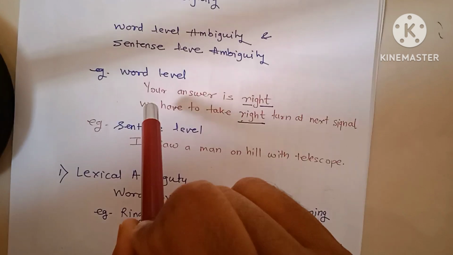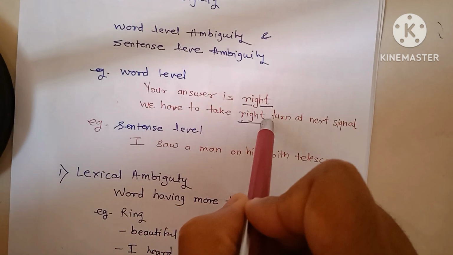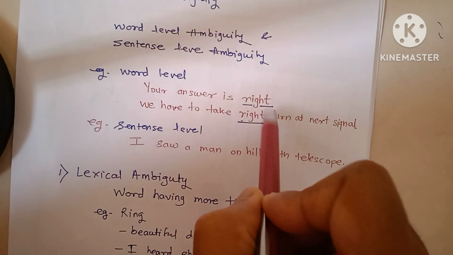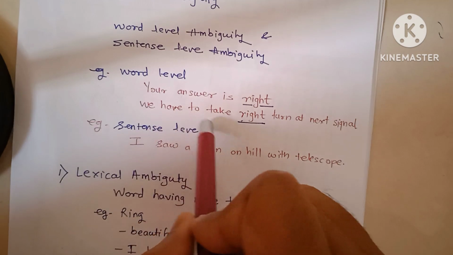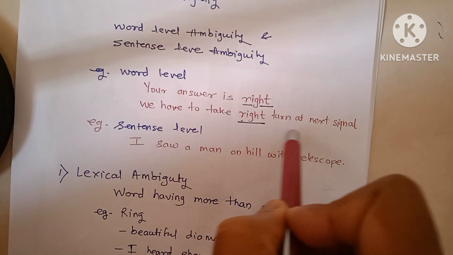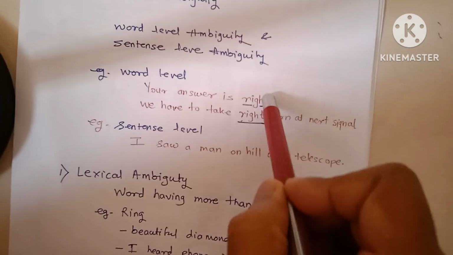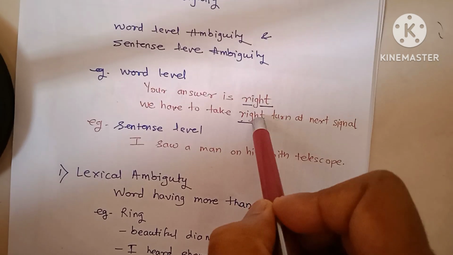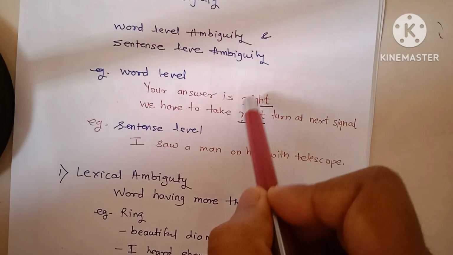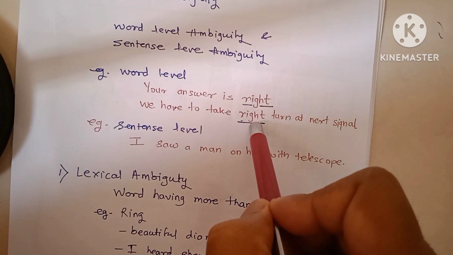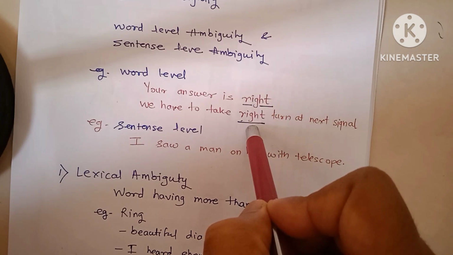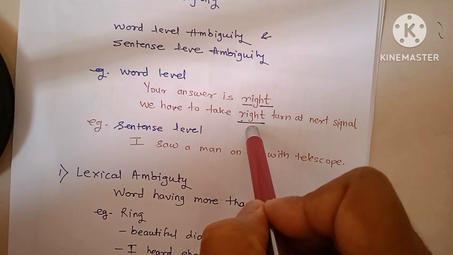Okay, now the first sentence: I read, your answer is right. And the other sentence is: we have to take a right turn at the next signal. Now if you see, in both sentences the word right is common and the spelling of that word is also the same, but the meaning of that word right is different in both sentences.